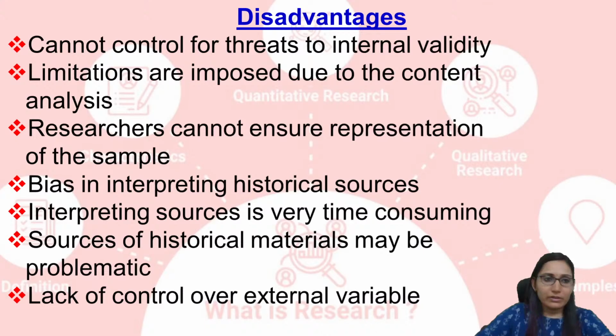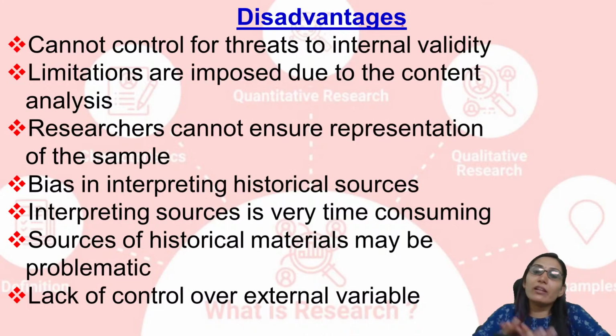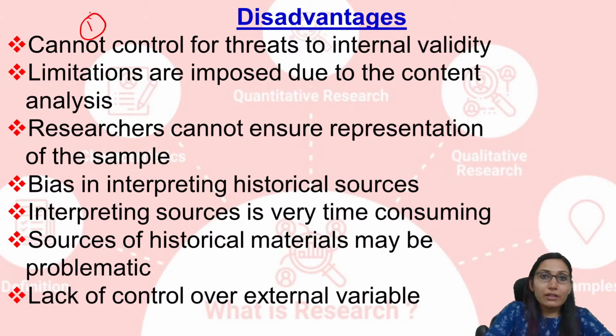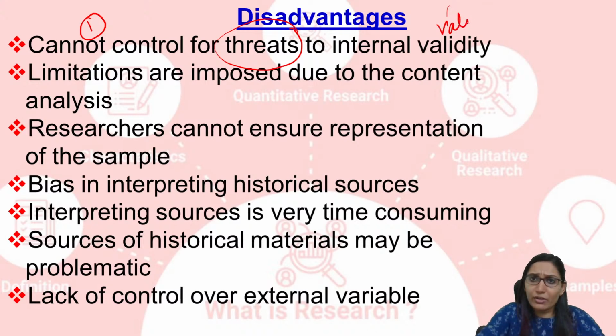So, we will see that there are more disadvantages than advantages for historical research. The only advantage is that when there is no other source of getting information, historical research is good. But coming to the disadvantages, first, we cannot control for threats to internal validity. That is, the validity of the data cannot be understood, or validation of data cannot be made. We do not know how reliable the data is.